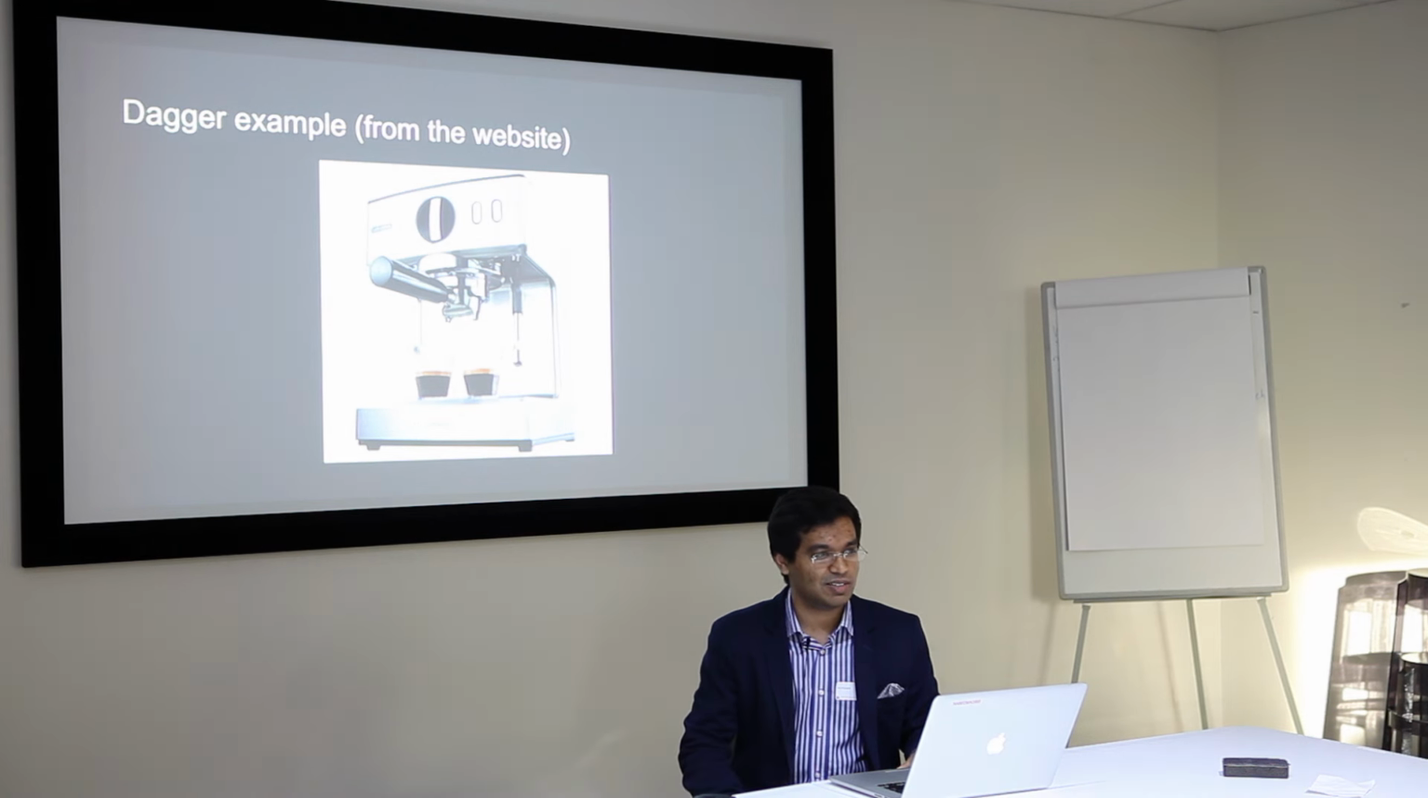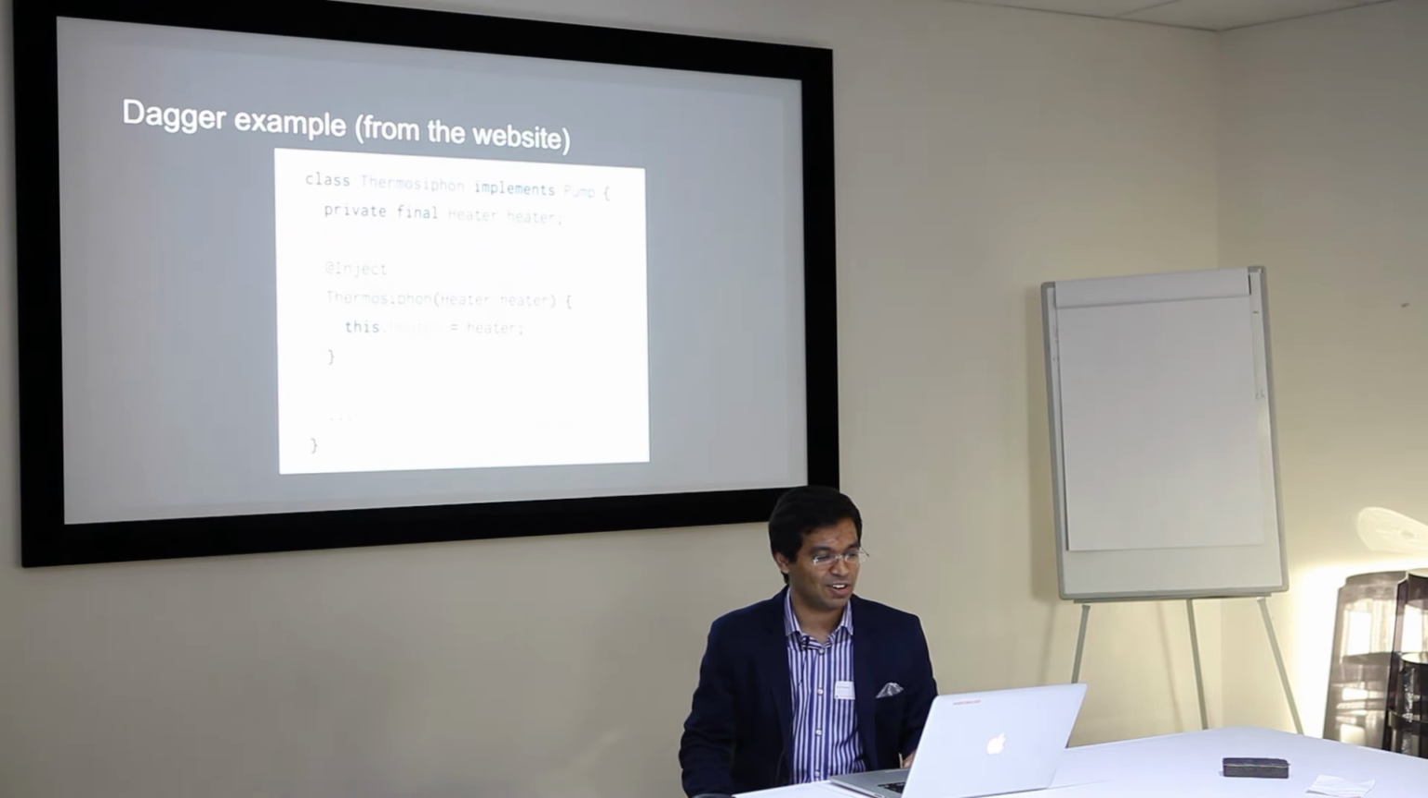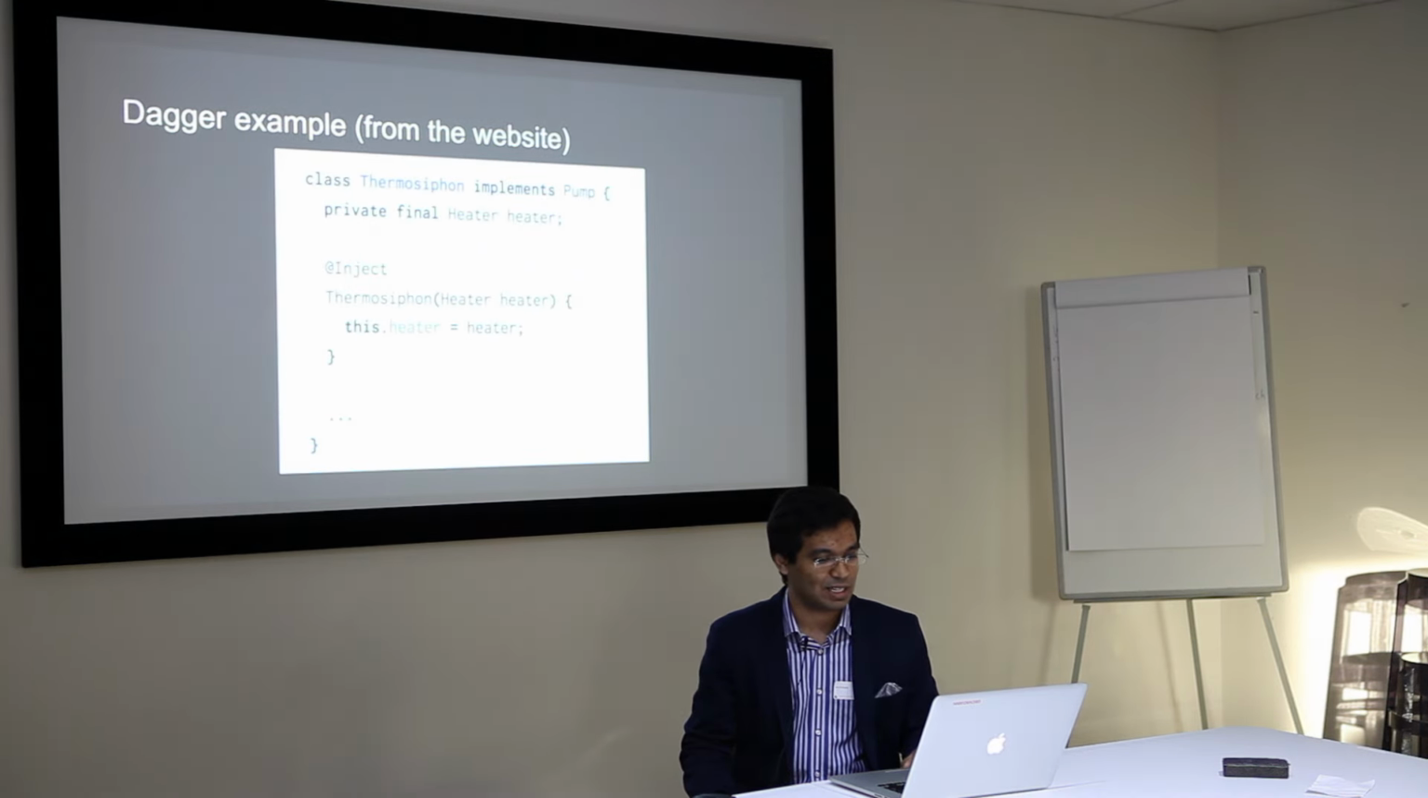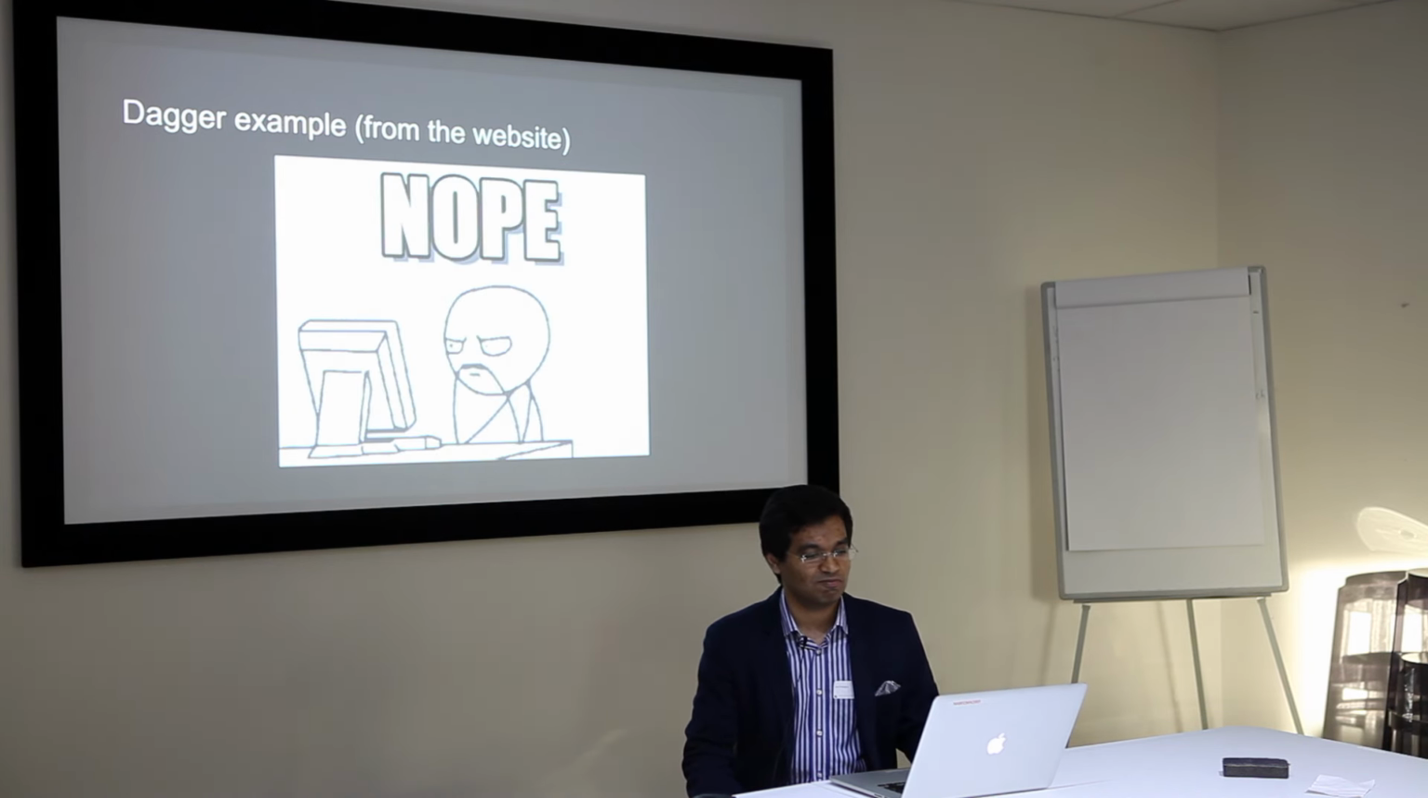So I had a bit of a quandary when it came to code examples. On the Dagger website, they do a coffee machine. It's a bit complicated to understand, and it's not very friendly. And as much as I love coffee, especially in the morning when I've been programming until midnight, I have no idea what thermosiphons are, so nope. Not going to happen.